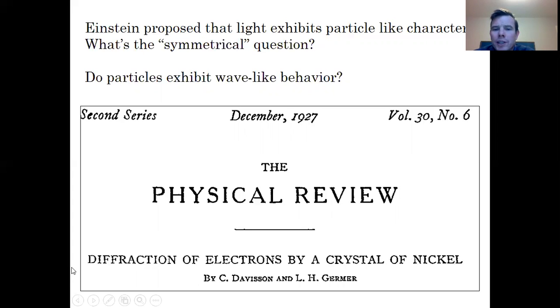It's one of those papers which has a title which is so shocking that you think it must be wrong. The title was Diffraction of Electrons by a Crystal of Nickel. And the reason this is so shocking is because of this word: diffraction. Remember that diffraction is the fingerprint of waves. That's how we know that something is waves. And what Davisson and Germer are saying is that electrons diffract and therefore are waves.